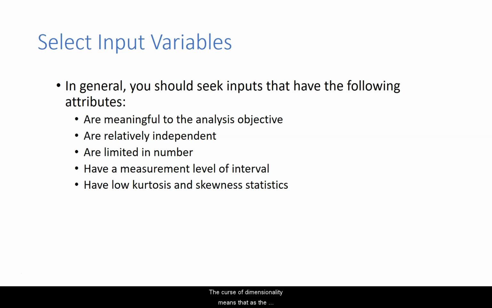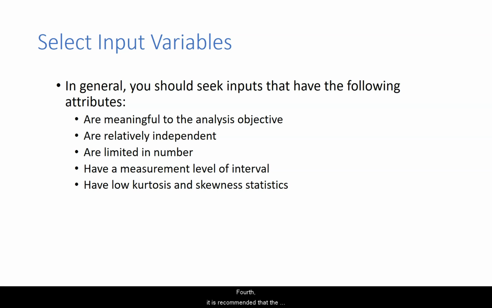The curse of dimensionality means that as the dimensionality of a dataset increases, a fixed number of observations become increasingly sparse in this high-dimensional space. When these observations are very far apart, it is difficult to come up with meaningful clusters to group the observations.